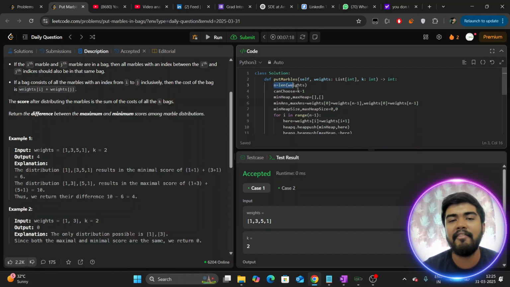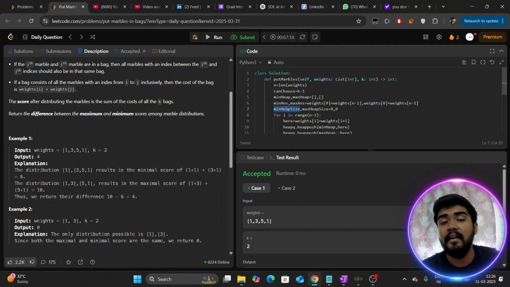So now we have initialized our n with weights, and we can choose k-1, that is the size. So how many can we choose? That is this k-1, and we have initialized our min heap and max heap as empty. We know that for the min answer and max answer, no matter which answer we are calculating, our first and last are always going to be added. So we have added both min answer and max answer with the first and last of the weights array they have given to us.